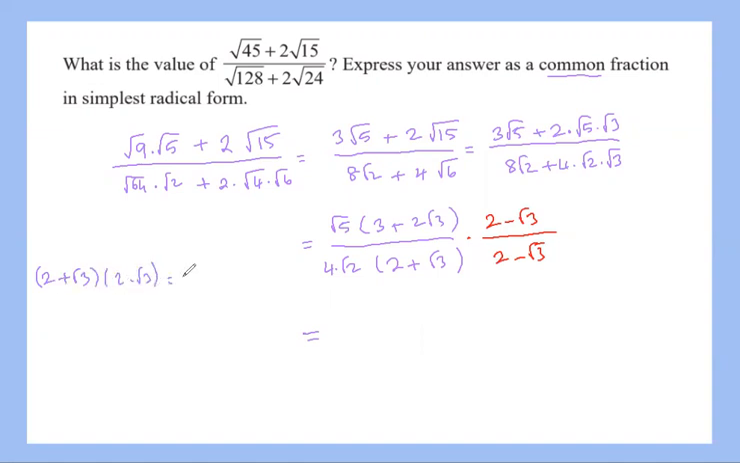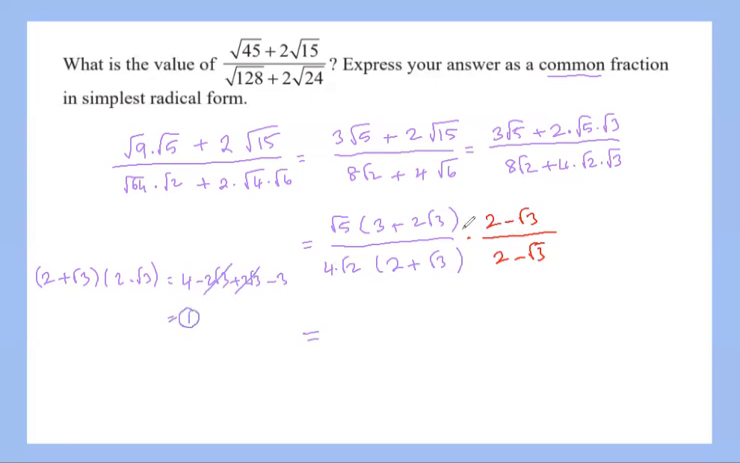So 2 times 2 is just 4. 2 times negative root 3 is just minus 2 root 3. Root 3 times 2 will be 2 root 3. And this time it will be minus root 9, which is just 3. So these guys are just 0. So 4 minus 3 is just 1, which is what I said.